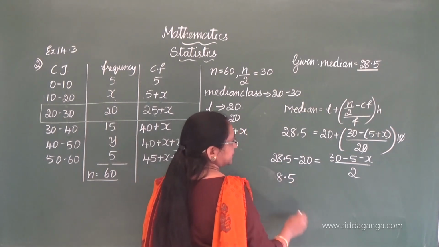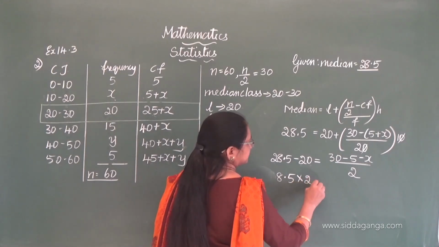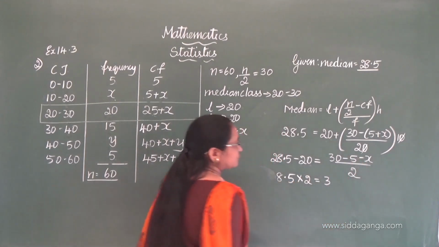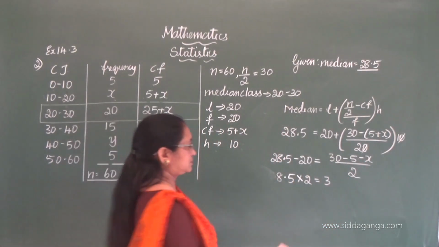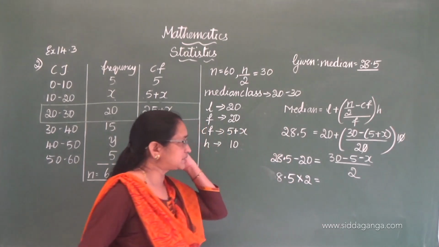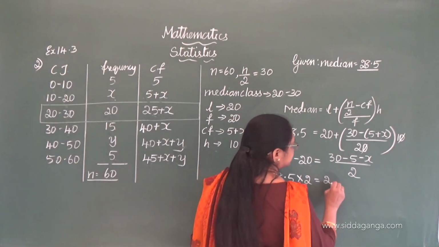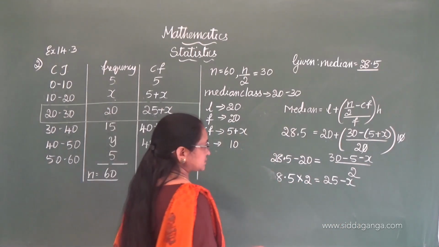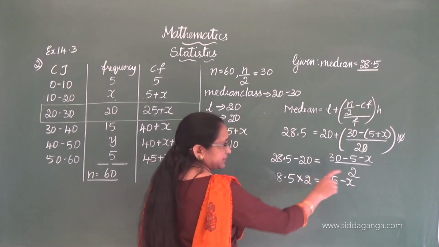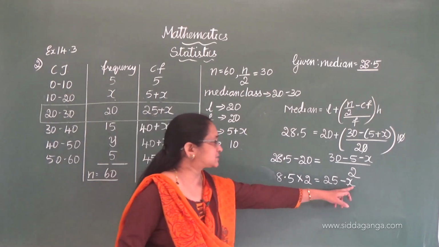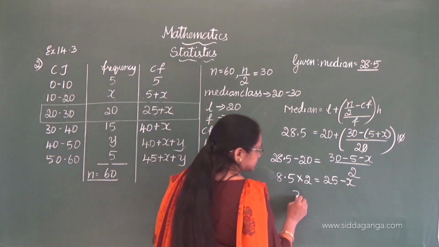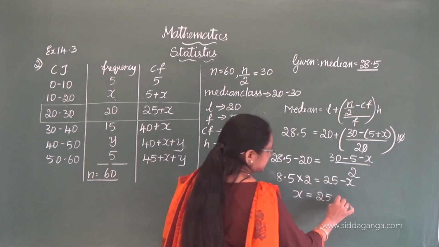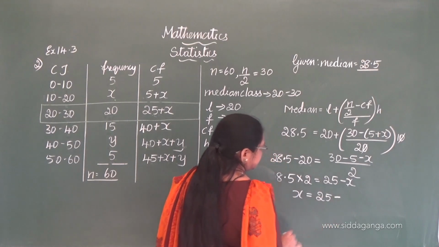Now here, 8.5 into 2 is equal to 30 minus 5. I will write the answer: 30 minus 5 is 25 minus x. So you can simplify this. See, minus x, I do not want a minus value, so I will bring x to the other side. So x is equal to 25, and this will be transposed to the other side, minus.